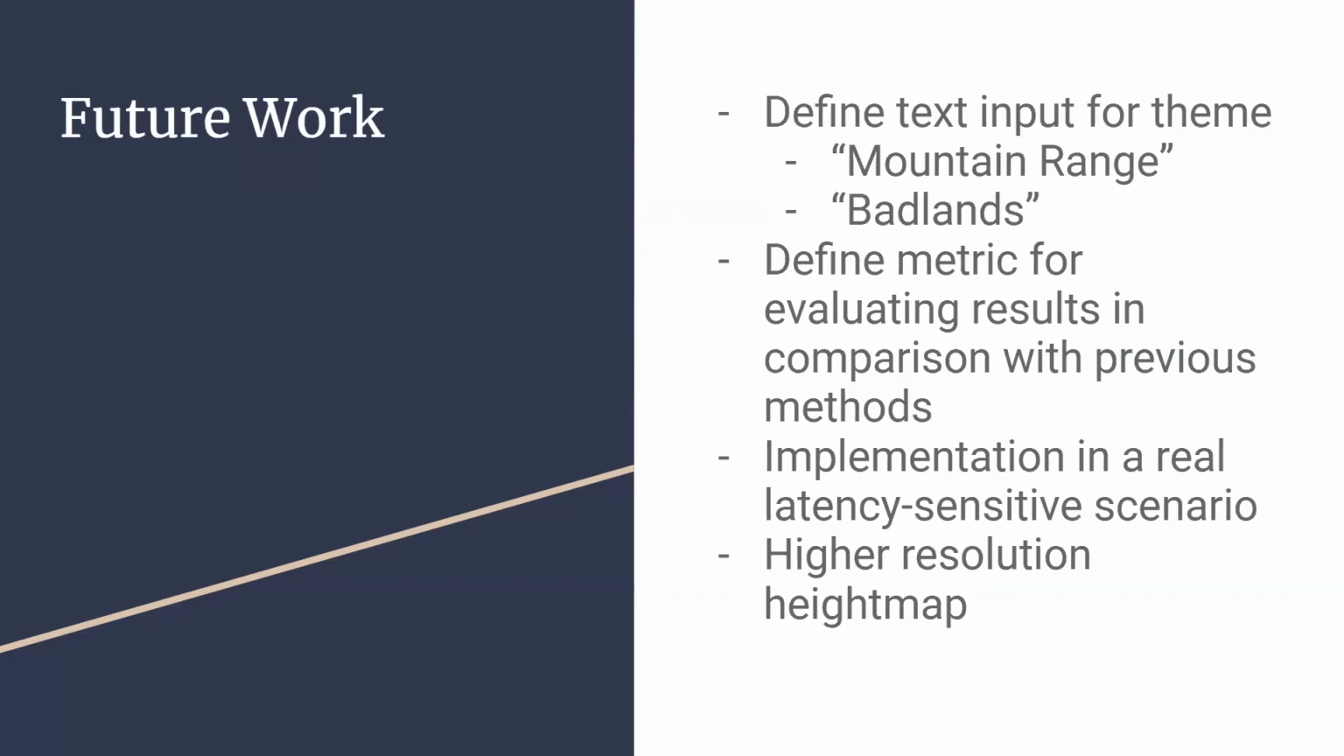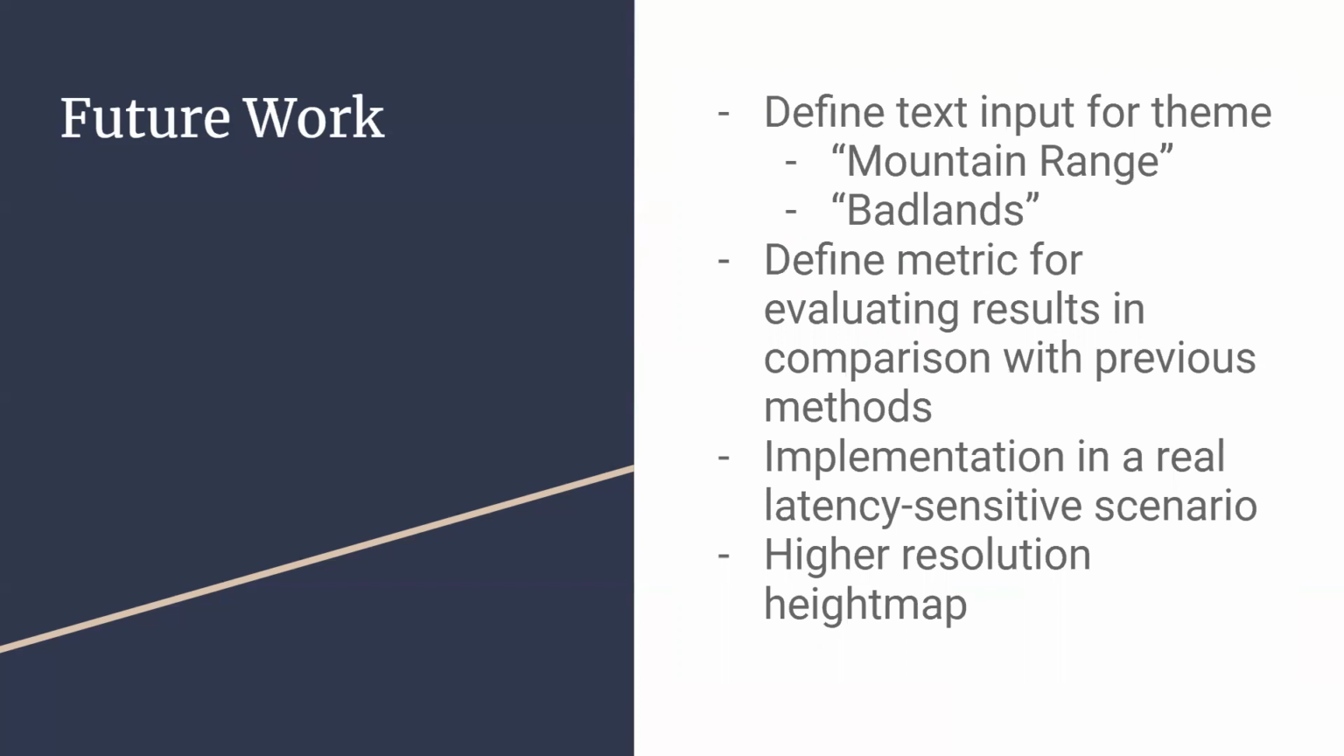So a few ideas that you can do. Transformer models allow you to do text input as well as arbitrary inputs, basically. So I think it'd be cool if you could define a theme for the terrain, like a mountain range or Badlands or whatever. Pick a style of terrain, and you could generate it based on that, which would be super powerful for artists working on this kind of stuff.